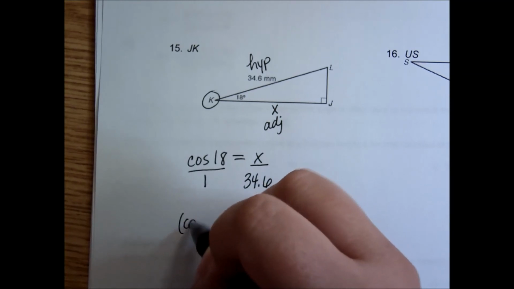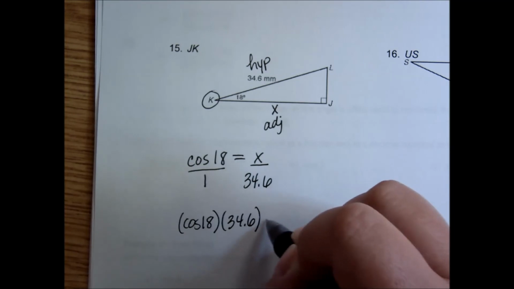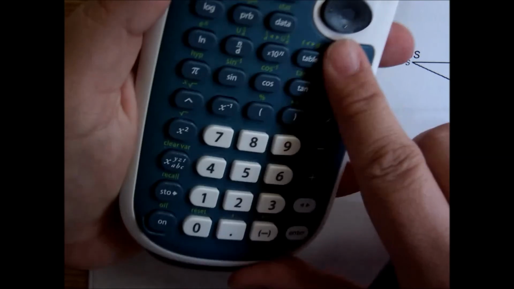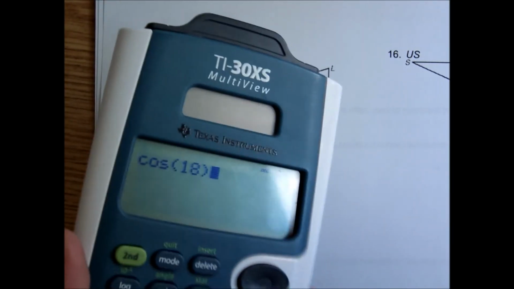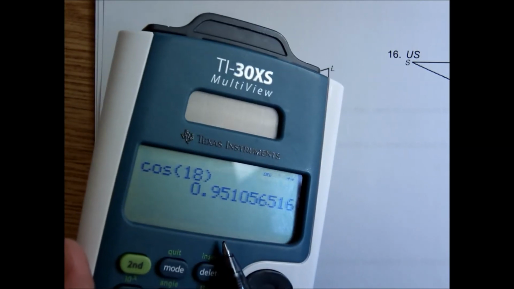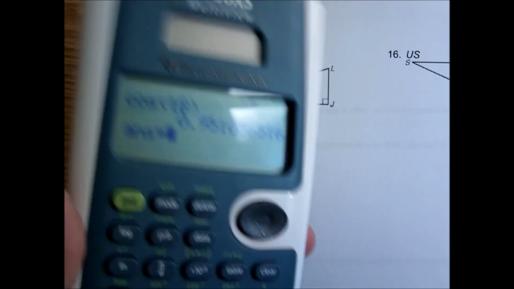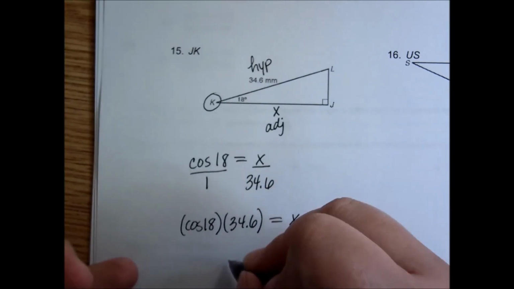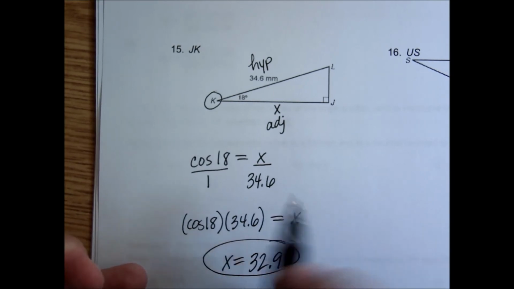Cosine of 18 times 34.6. Don't just do 18 times 34.6. Cosine of 18 goes all together. So cosine of 18, 0.95, times, actually it doesn't even matter what that is. I'm going to multiply it times something, times 34.6. 32.91. Notice that the time I used my calculator was when x was alone on one side.